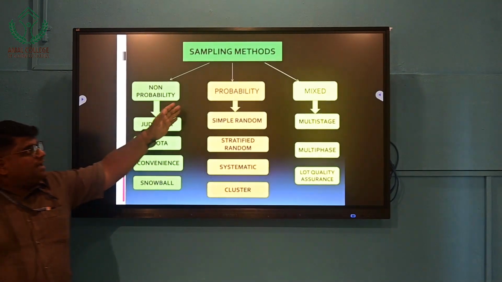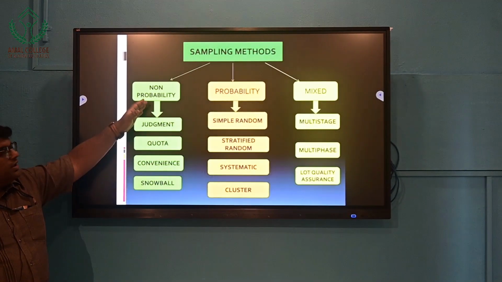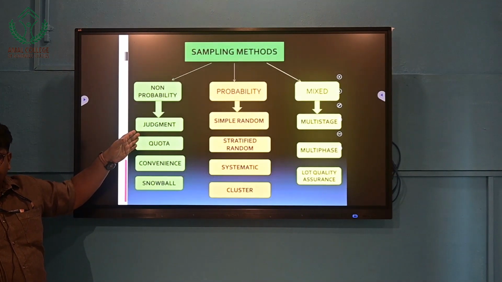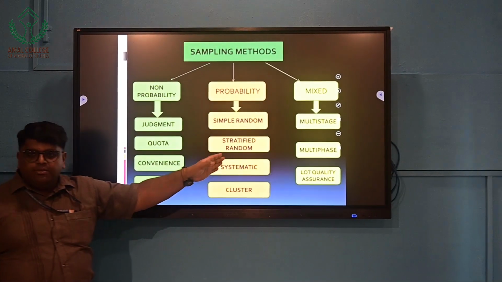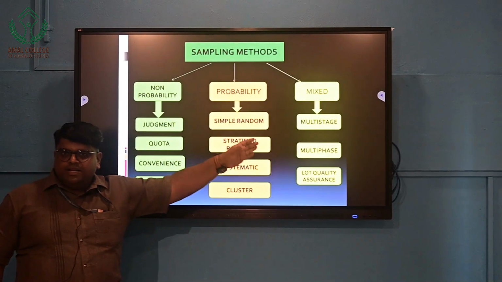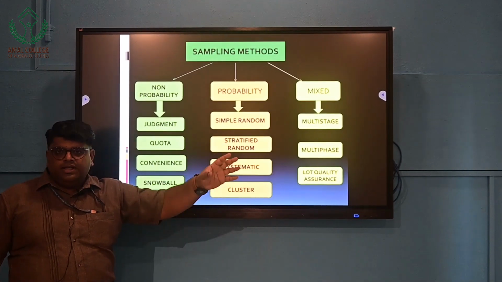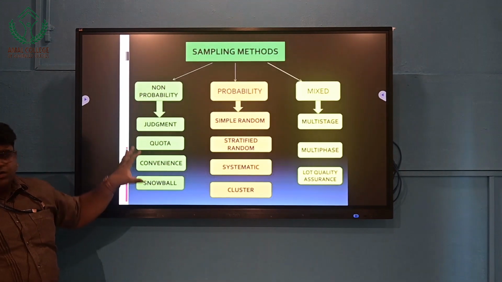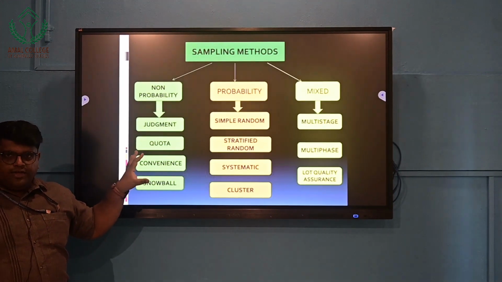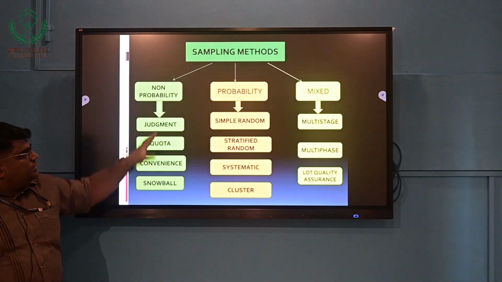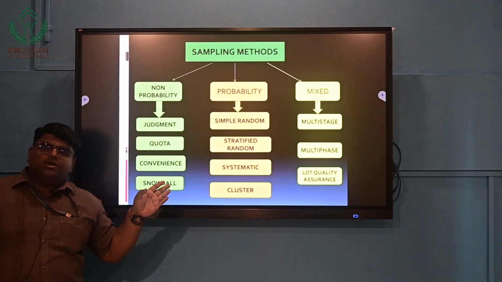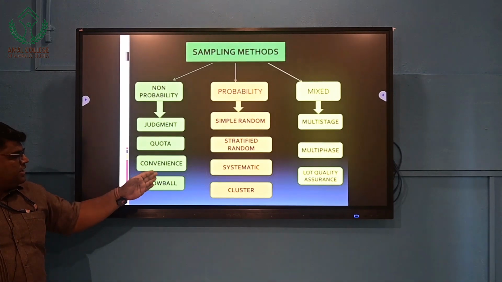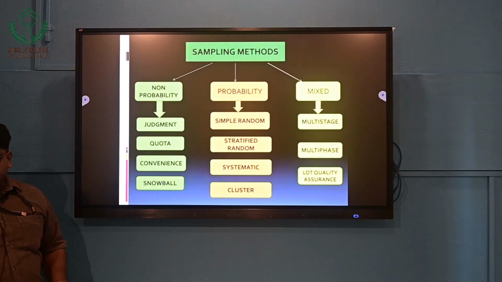So these are the different sampling methods. We have non-probability sampling, which is the section we are going to deal with, then we have probability sampling, and we have mixed sampling methods also, that is probability and non-probability sampling. For the time being, we are just going to deal with non-probability sampling. There are 4 categories of non-probability sampling: judgment sampling, quota sampling, convenience sampling, and snowball sampling.